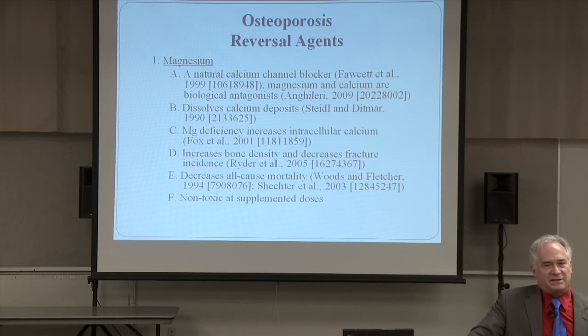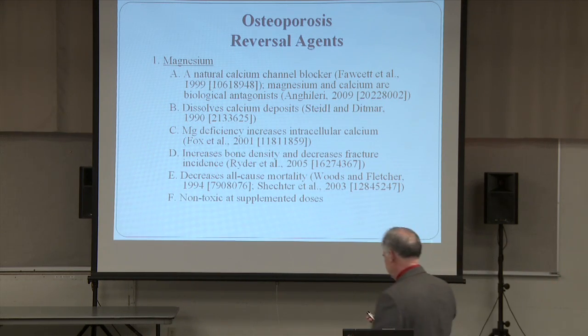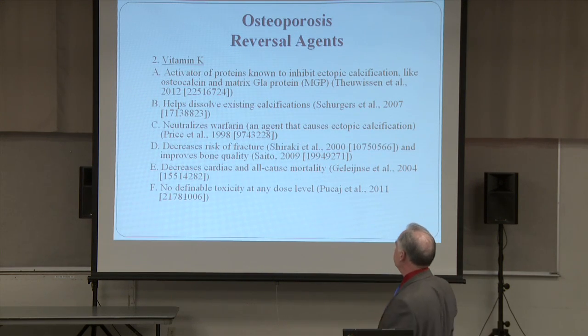You could take 3 times your body weight in vitamin C over a day and a half, and it's not going to decrease your chance of death for 5 years. It'll increase your chance of death for a few days, but not for 5 years. Vitamin K, super important. Activates the proteins that are known to inhibit ectopic calcification: osteocalcin, matrix GLA protein. Again, like magnesium, helps dissolve existing calcifications. Also, very effectively decreases the risk of fracture.